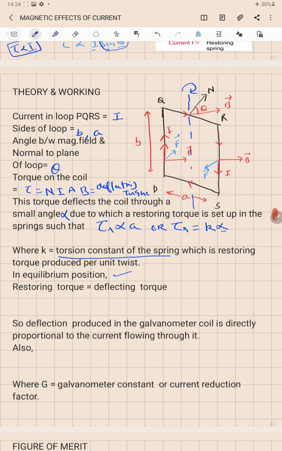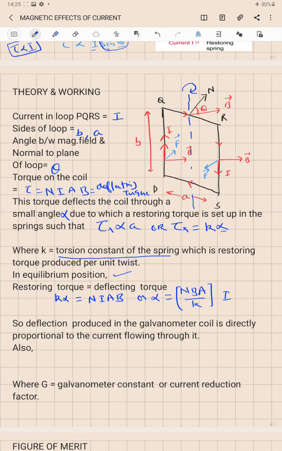So in this case, when the equilibrium position is reached, the restoring torque K alpha will be equal to NIA into B, or we can write down alpha is equal to NBA over K into I. Now all these bracketed factors, the number of turns of the coil, the strength of the magnetic field, the area of the coil, and the torsion constant of the material of the spring, are constant.